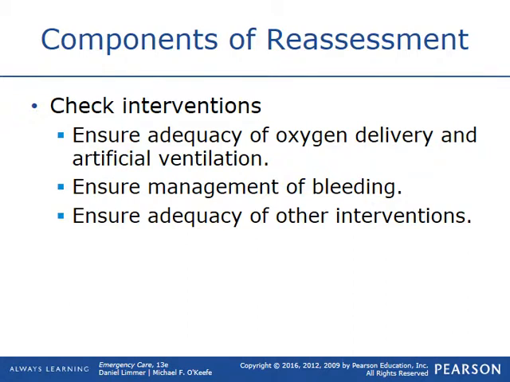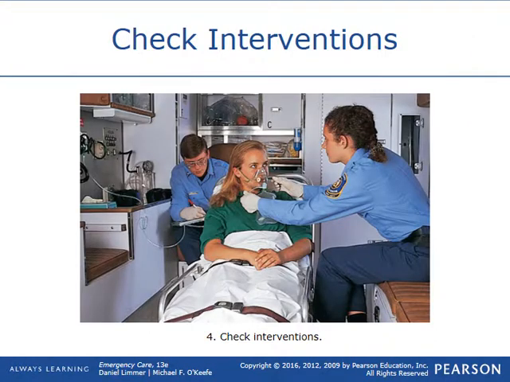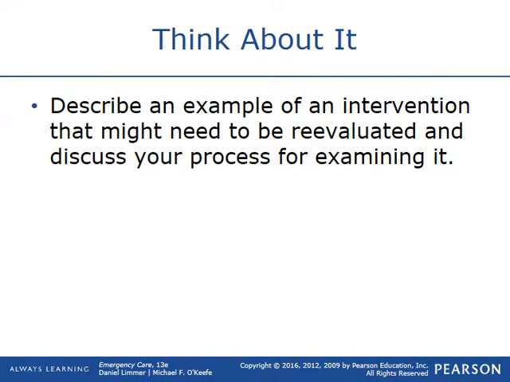Ensure the adequacy of oxygen delivery and artificial ventilation. You'll do that by your monitoring devices, but also your vital signs. Ensure the management of bleeding. Make sure that if they are or were actively bleeding that we've addressed this and we've done everything we can to stop the bleeding. And ensure the adequacy of any other interventions that you may have performed. Describe an example of an intervention that might need to be reevaluated and discuss your process for examining it.